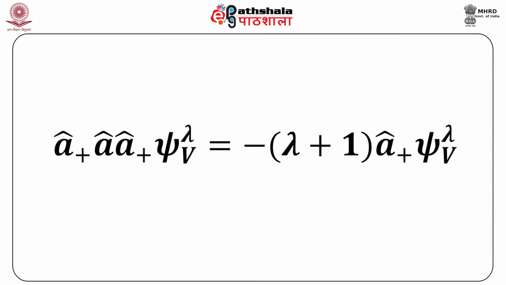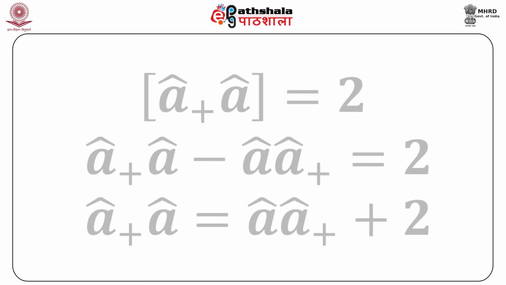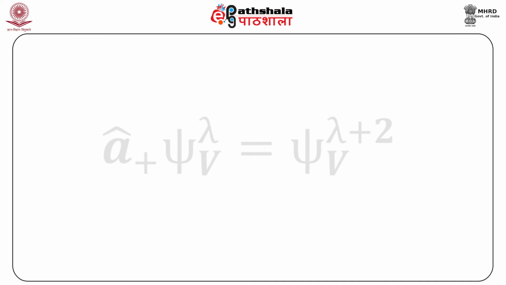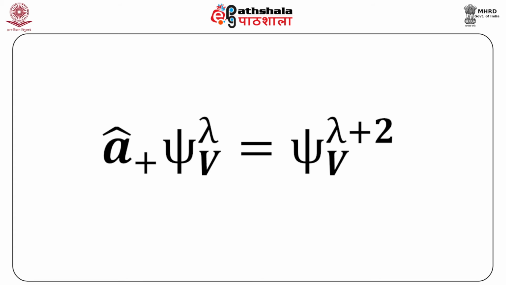Similarly, if we operate a plus cap from the left hand side, something similar to what we did using a cap, then we notice that we get the equation a plus cap a cap a plus cap ψv lambda is equal to minus lambda plus 1 a plus cap ψv lambda. And if we further solve it using our expression for the commutator, we get an expression ultimately which is a plus cap, when it operates on ψv lambda, it becomes ψv lambda plus 2.